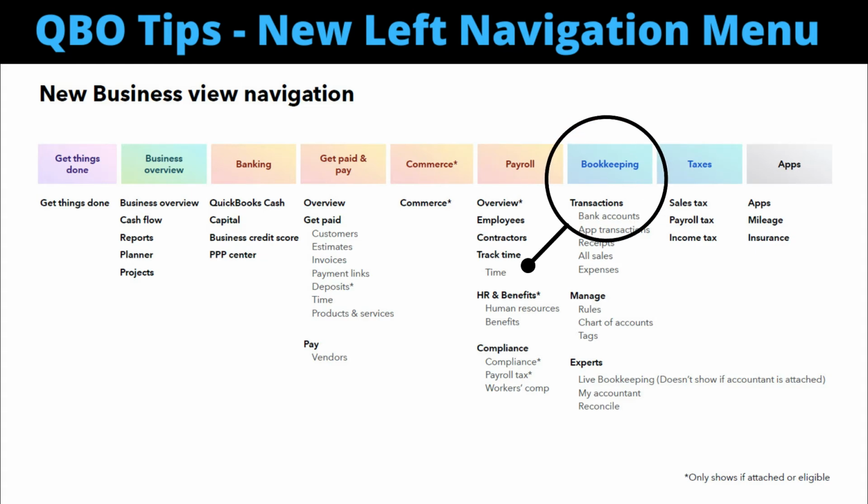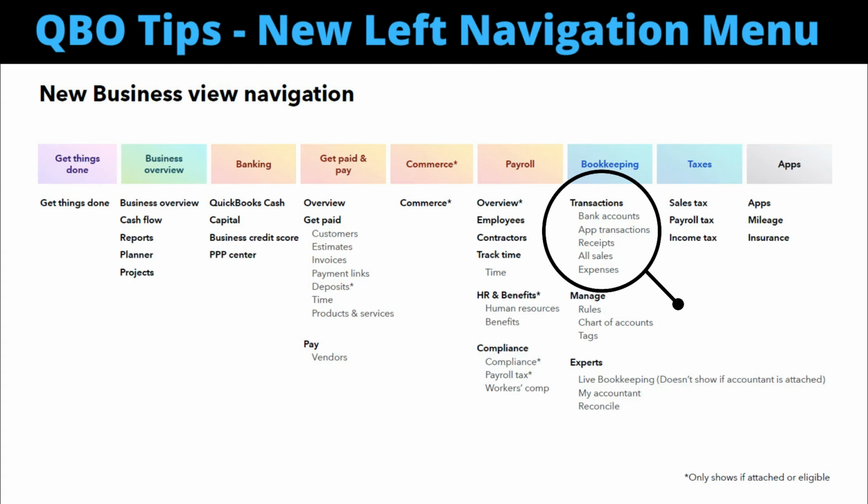The bookkeeping menu is where all of your actual bookkeeping gets done. These are all transactional related things. This is where you're going to see the transaction feeds, also known as the bank feeds, as I call them. And it will also have the related tools like it had before with app transactions and receipts. You'll also find bank rules to manage those, chart of accounts to manage those. You can manage your tags here, and you can access your reconciliations.